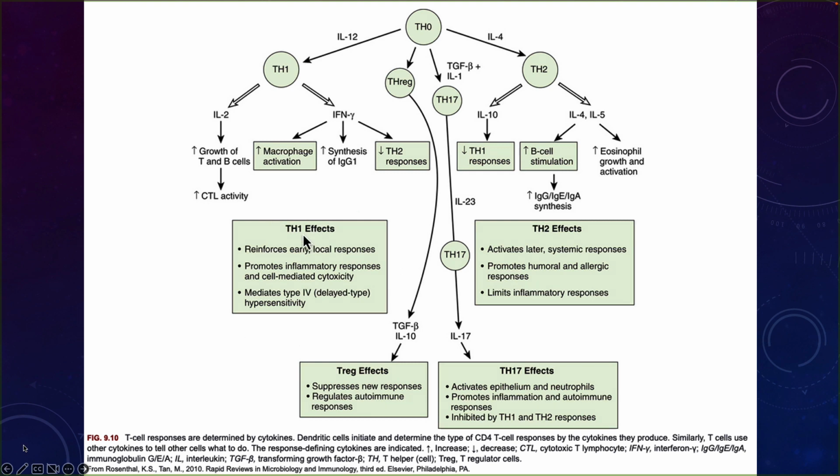So T helper 1: early local responses, inflammatory, cell-mediated cytotoxicity, type 4 delayed type hypersensitivity. So this is a type of like allergic response. T helper 2: later systemic responses, promotes humoral. So humoral is going to be B cell or antibody responses, and it can help tamp down an inflammatory response. Remember, later we're going to want to tamp down an inflammatory response. T helper 17 activate the epithelial cells, neutrophils, promote inflammation and autoimmune responses, inhibited by 1 and 2. T regulatory suppress new responses and regulate autoimmune responses.